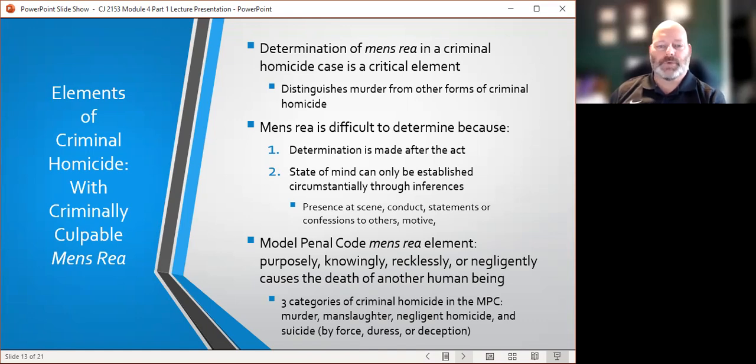Under the Model Penal Code, the mens rea element is that the defendant purposely, knowingly, recklessly, or negligently causes the death of another human being. And under the MPC, there are three categories of criminal homicide: murder, manslaughter, and negligent homicide. Actually, suicide has been added as well, when suicide is caused by force, duress, or deception.